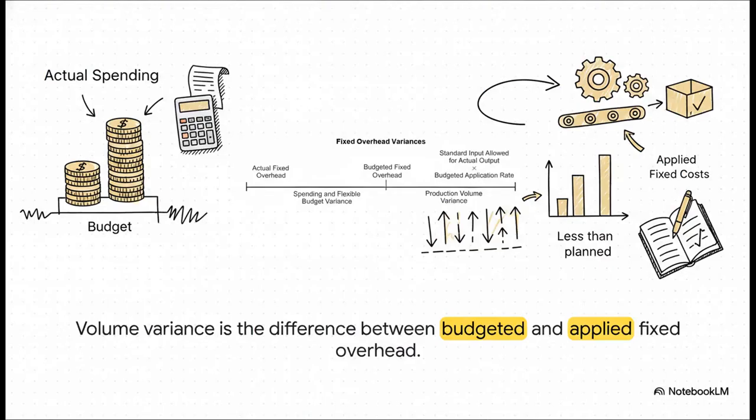This visual kind of lays it all out. On the left, you have that simple spending comparison we just talked about. But on the right, you see the volume issue. We had a certain amount of fixed cost budgeted, but because we produced less than we planned, we didn't absorb all of that cost into our products. That leftover, unabsorbed cost is what becomes our unfavorable volume variance.